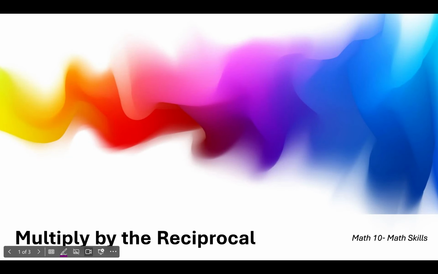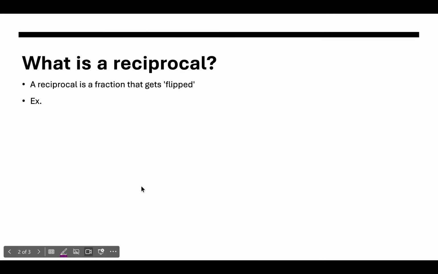Okay, so a topic in math that we should know, or a skill we should know, is how to multiply by the reciprocal. So the first thing I wrote down here is, what is a reciprocal? Essentially it is a fraction that gets flipped. I know that's not too technical, but that is what it is. So for instance, if you had the fraction 2 over 3, the reciprocal of that fraction would be 3 over 2. If you had a fraction of 5 over 6, it would become 6 over 5.